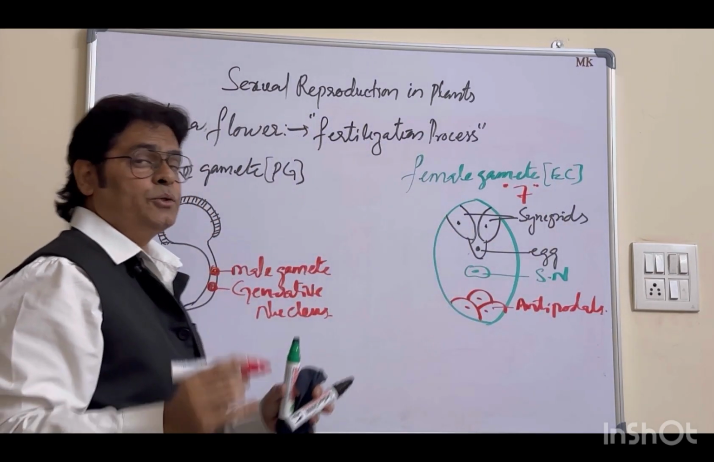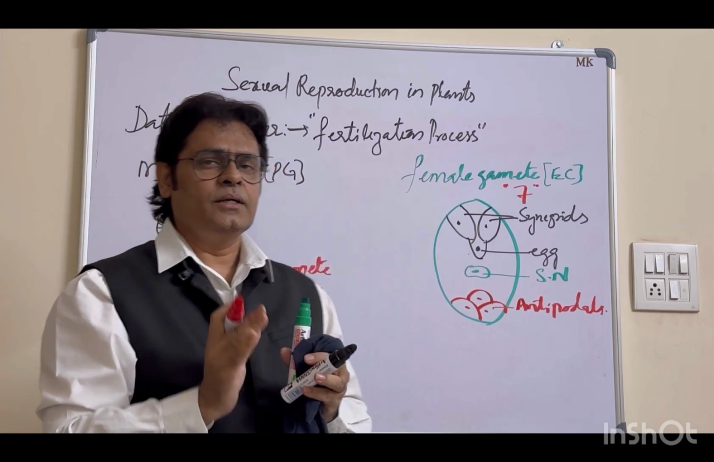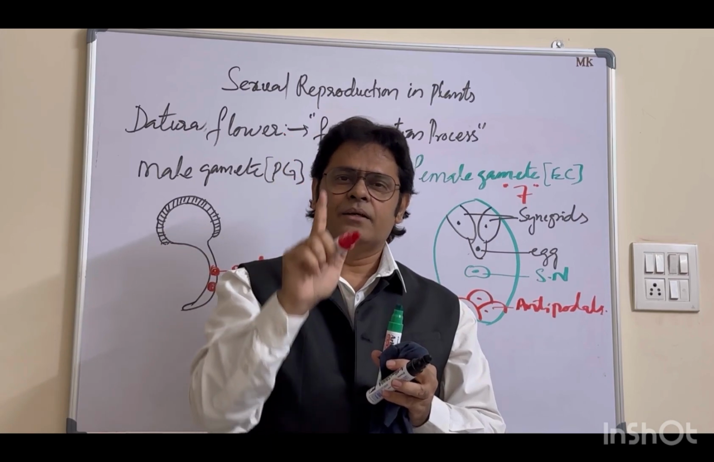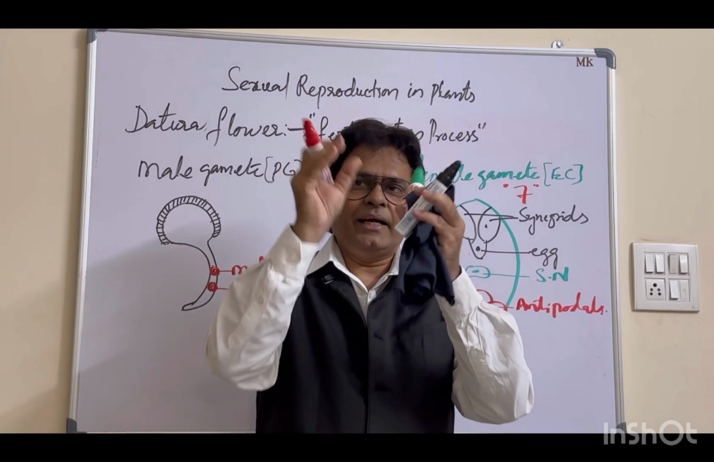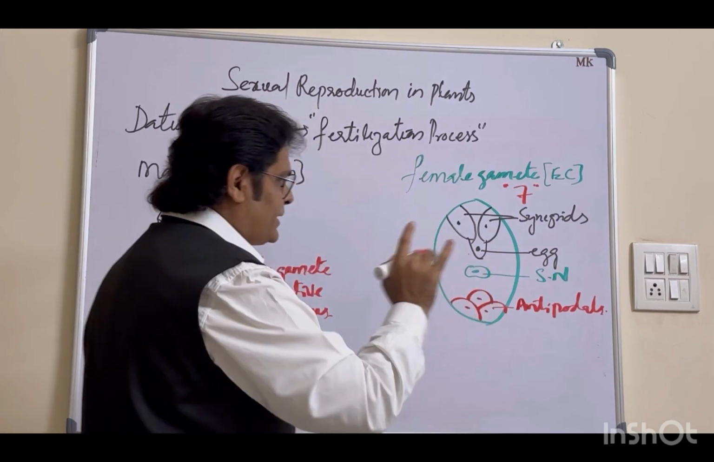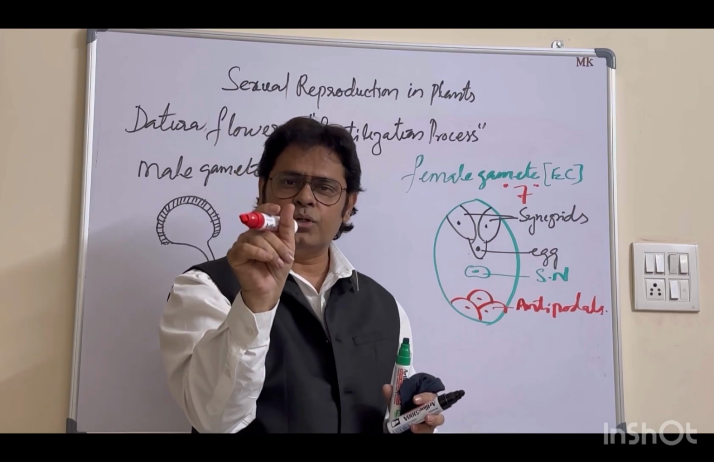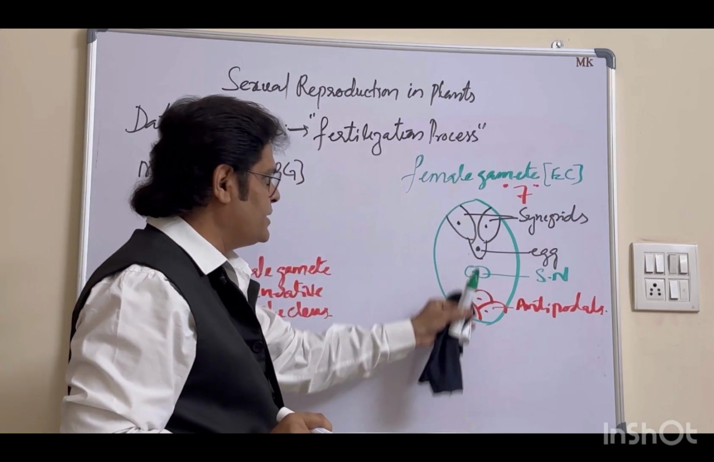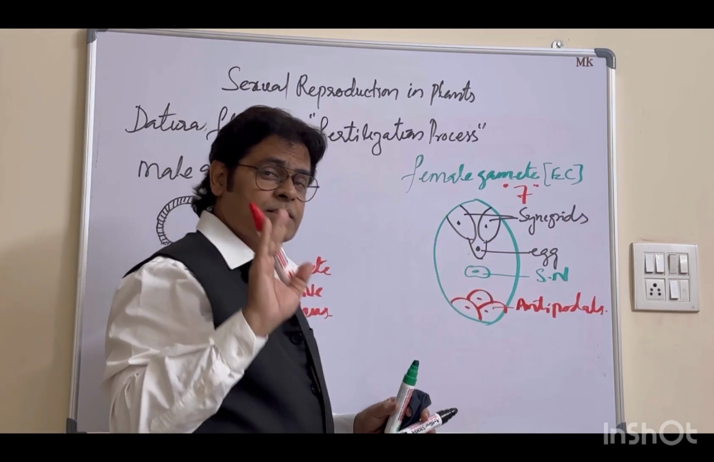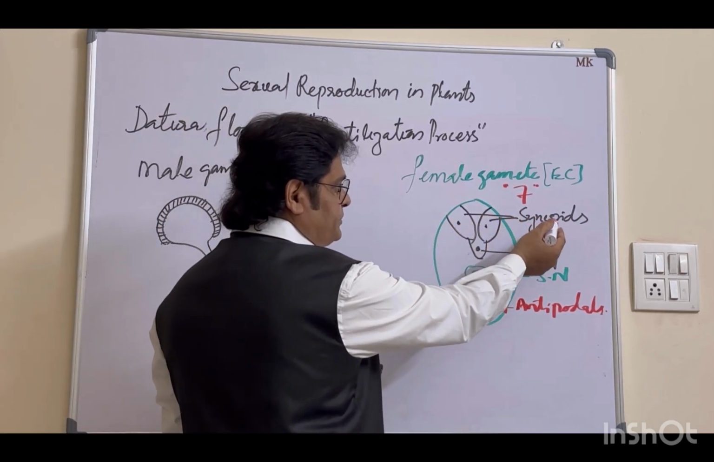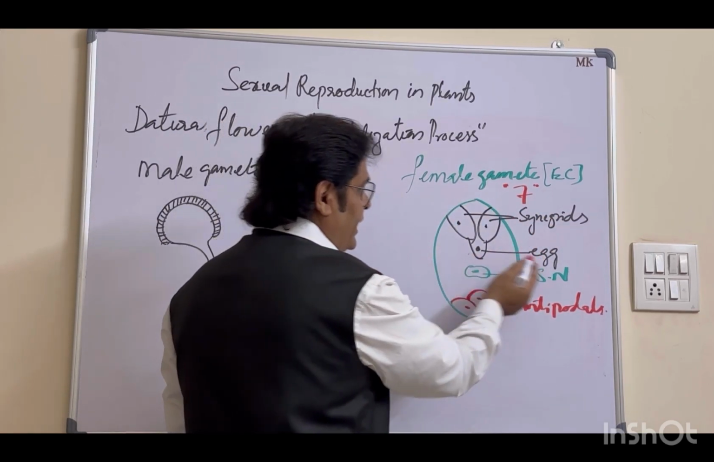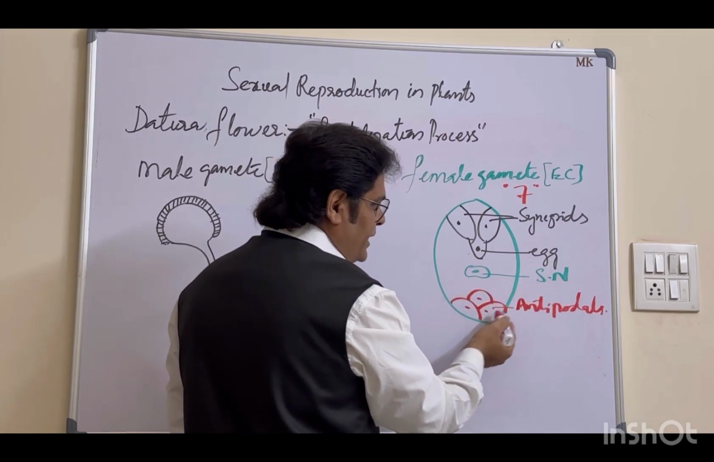Clear? Understood? In the Datura flower, five anthers will be there, 5 male gametes, and only one stigma. The stigma is directly connected to the ovary. Inside the ovary, you can see the female gamete, that is the embryo sac. How many cells are there in this embryo sac? 7 cells: 2 synergids, 1 egg, 1 secondary nucleus, and 3 antipodals.